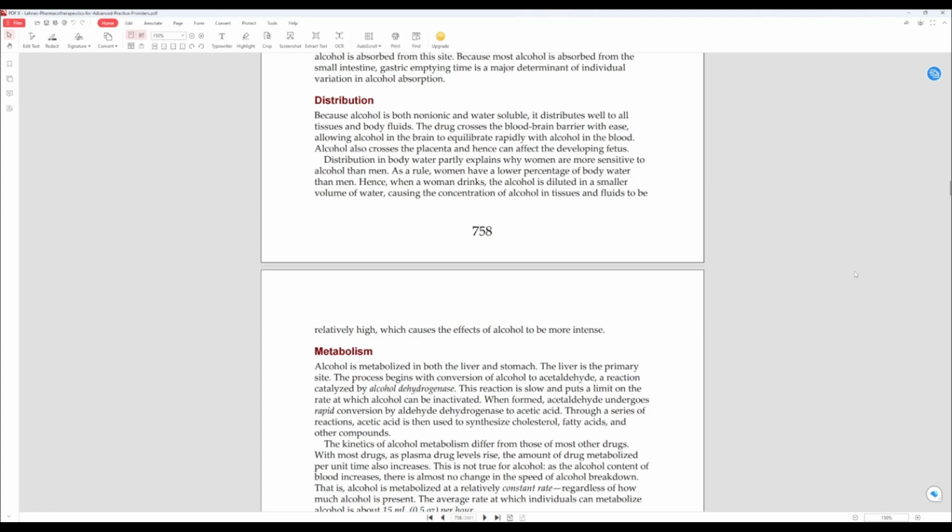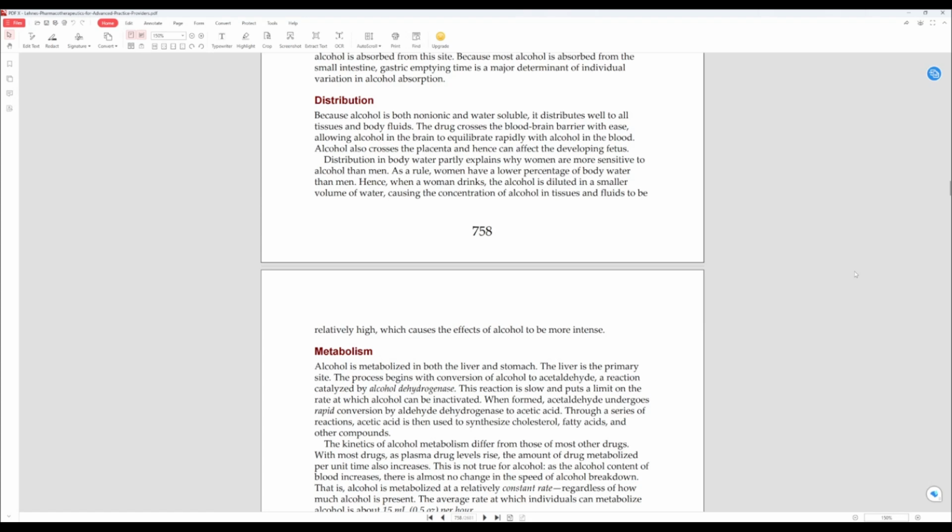So, its distribution. Because alcohol is both non-ionic and water-soluble, it distributes well to all tissues and body fluids. The drug crosses the blood-brain barrier with ease, allowing alcohol in the brain to equilibrate rapidly with alcohol in the blood. Alcohol also crosses the placenta and therefore can affect the developing fetus.